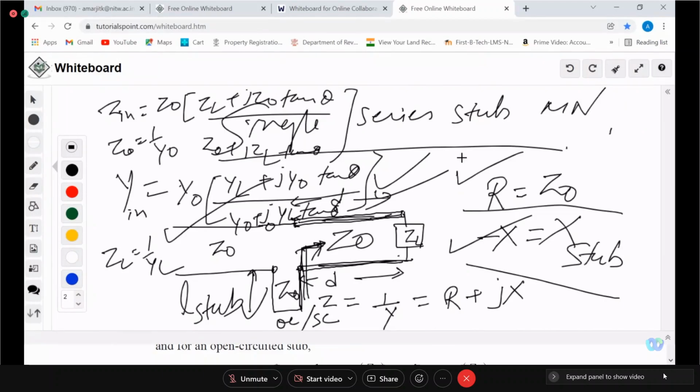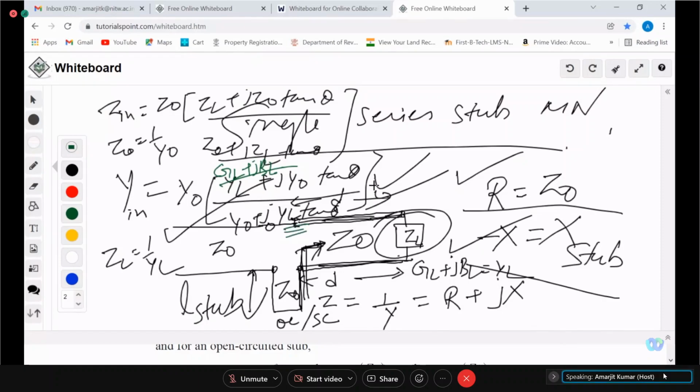So Y in is equal to Y naught into (YL plus jY naught tan theta upon Y naught plus jYL tan theta). This is correct. So if this is correct, then YL is given, ZL is given. So ZL is given, RL plus jXL, or GL plus jBL is equal to YL. So GL plus jBL for YL we can write GL plus jBL here and also here.